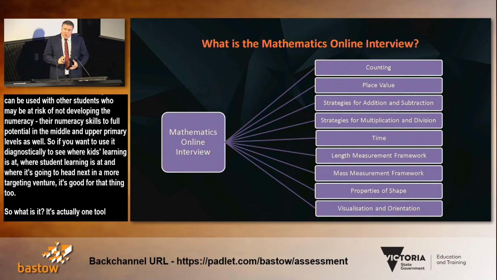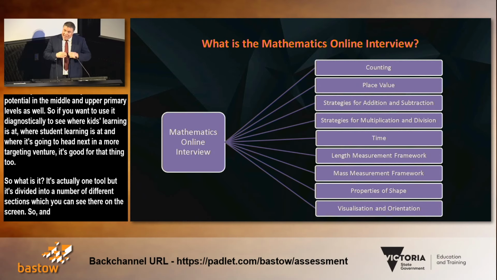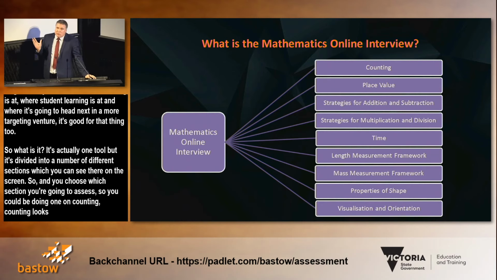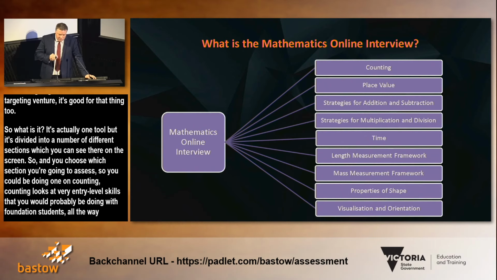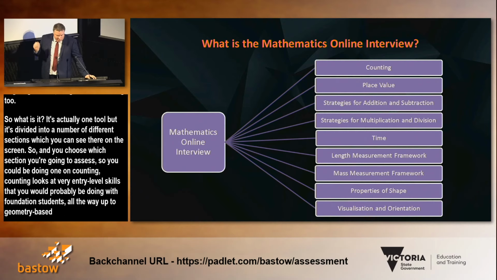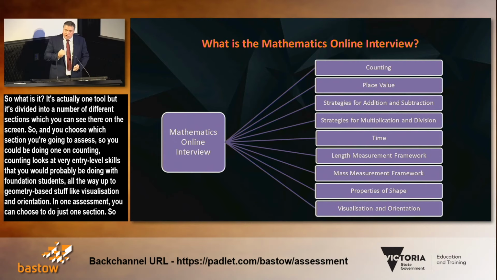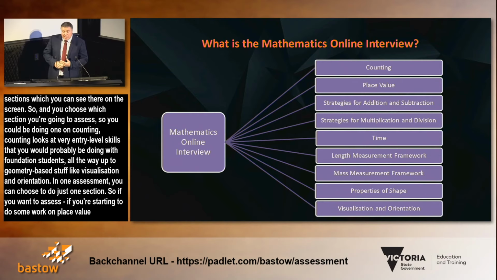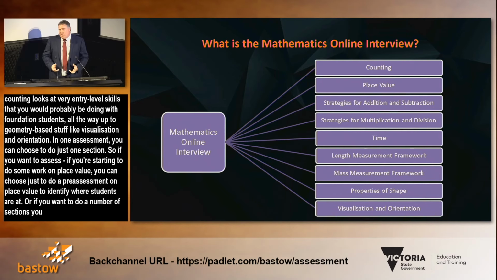So what is it? It's actually one tool, but it's divided into a number of different sections, which you can see there on the screen. And you choose which section you're going to assess. So you could be doing one on counting. Counting looks at very entry-level skills that you'd probably be doing with foundation students, all the way up to geometry-based stuff like visualisation and orientation. In one assessment, you can choose to do just one section. So if you're starting to do some work, say, on place value, you can choose just to do a pre-assessment on place value to identify where students are at. Or if you want to do a number of sections, you can do that too.